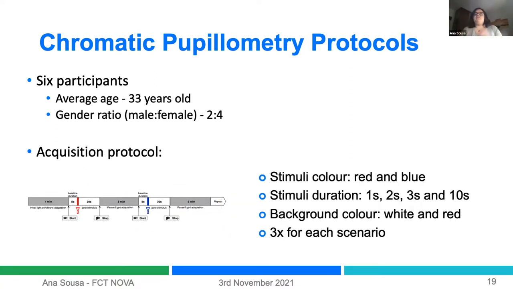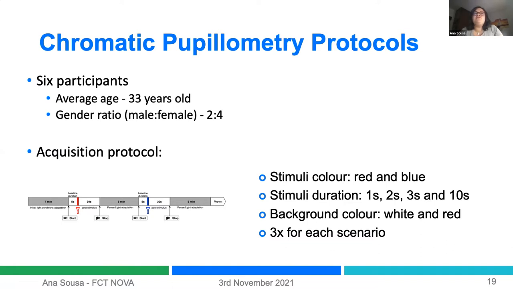What were the combinations that we did here? We always did red and blue stimuli because we are trying to do a chromatic pupillometry protocol. We also tested different durations, 1 second, 2 seconds, 3 and 10 seconds of stimuli duration, to try to get to what we needed, and also tested different background colors, so white and red.